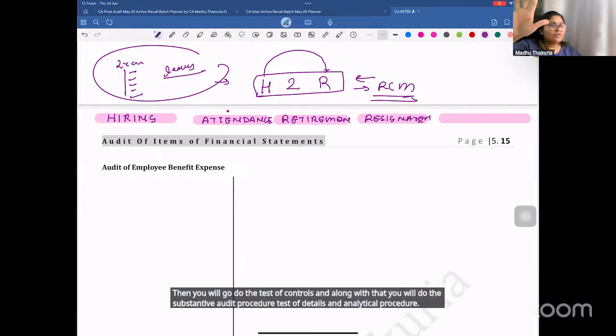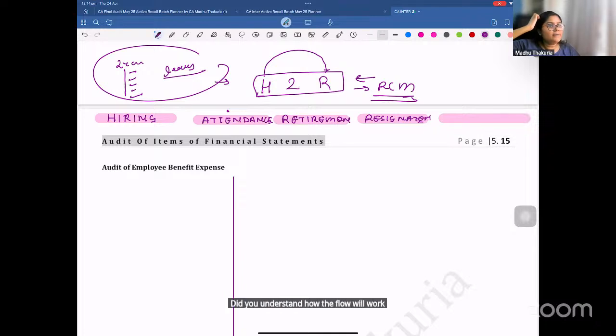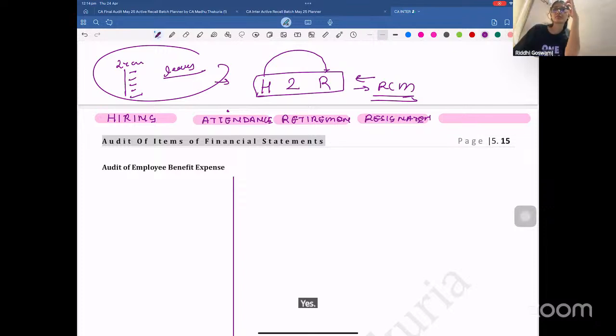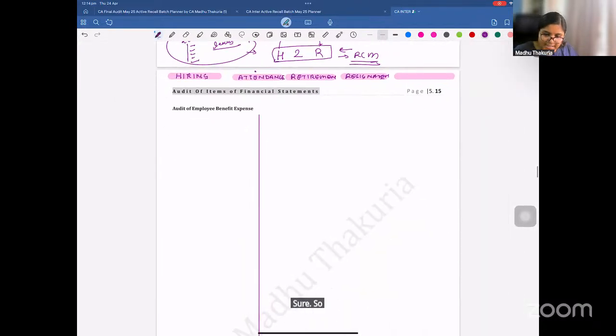Did you understand how the flow will work, everyone over here? Guys, are you all not here? Yes, ma'am. Okay. So let's start with first understanding the client.